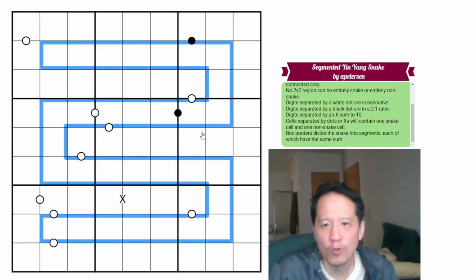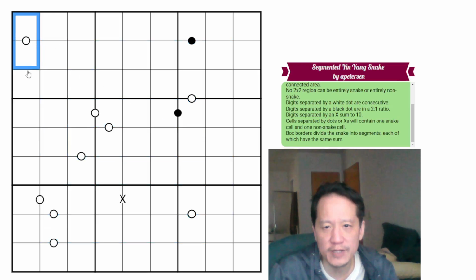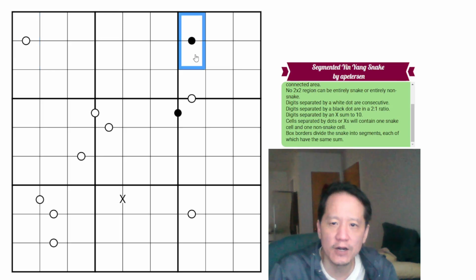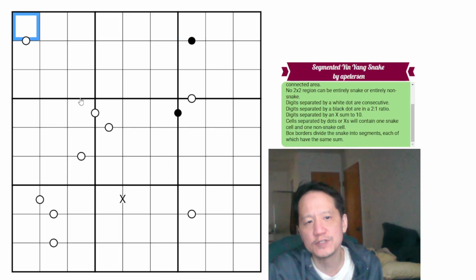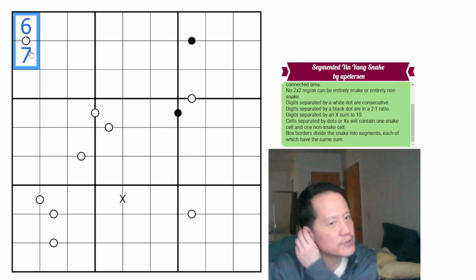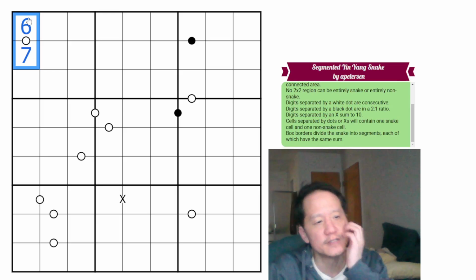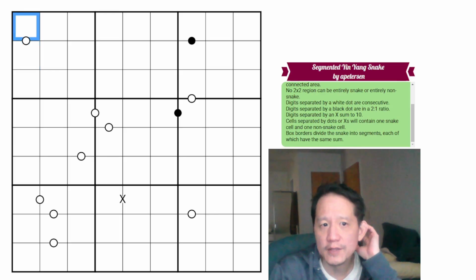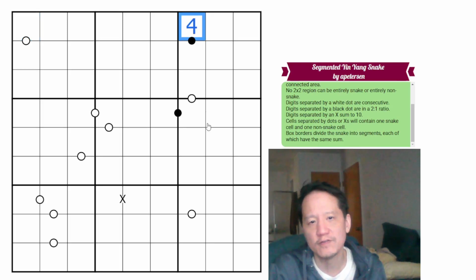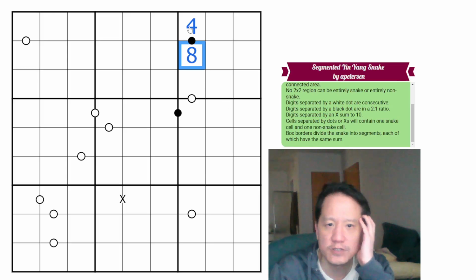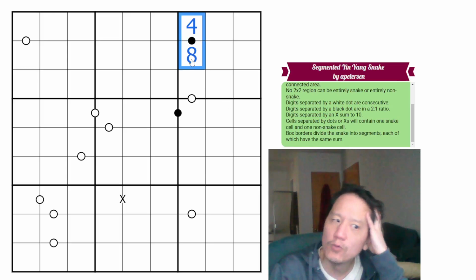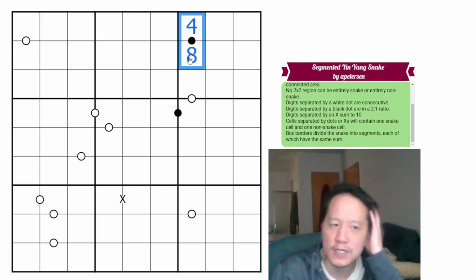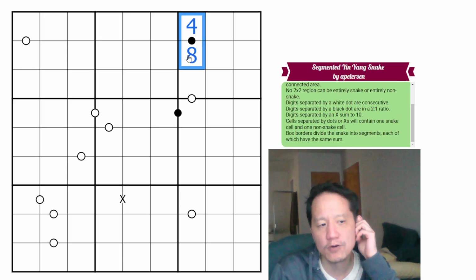Digits separated by a white dot are consecutive, and these are called white Kropke dots. Digits separated by a black dot are in a 2-to-1 ratio, and these are called black Kropke dots. As an example, if this were a 6, this would have to be a 5 or 7, because cells separated by white dots must have digits that are consecutive to each other. And if this were a 4, this would have to be a 2 or an 8 to maintain the 1 to 2 ratio, which must occur between cells which have a black Kropke dot between them.